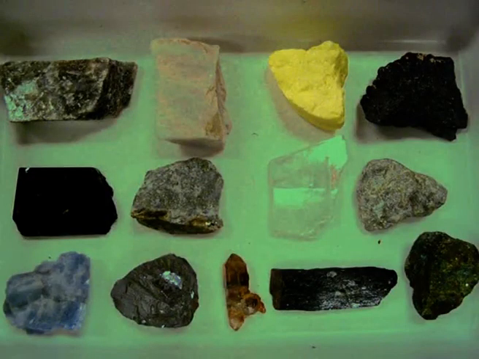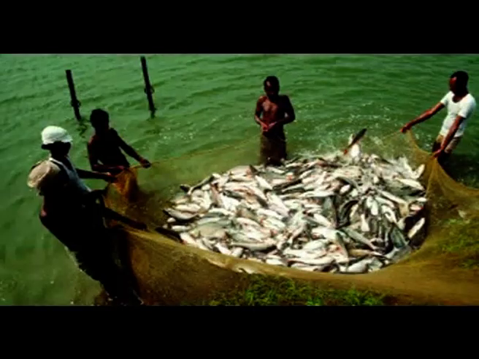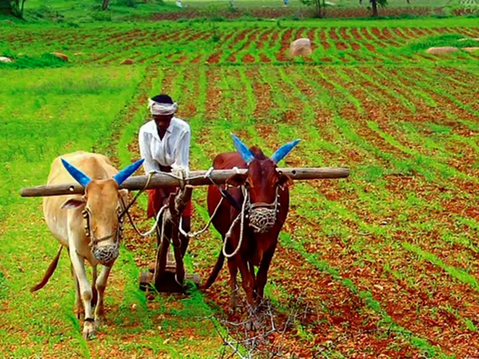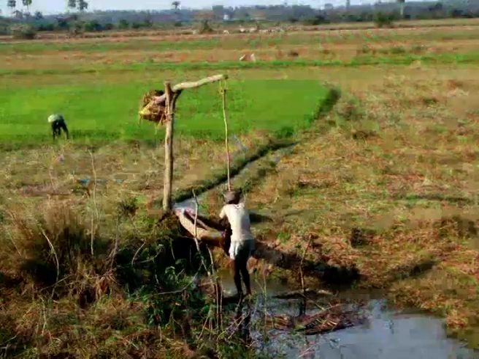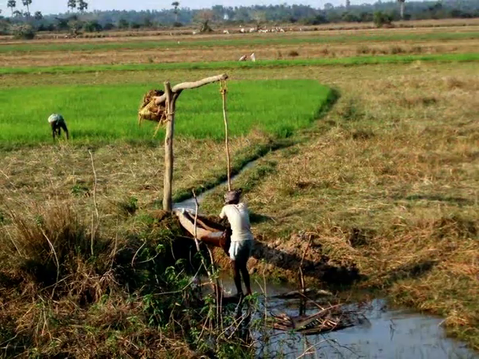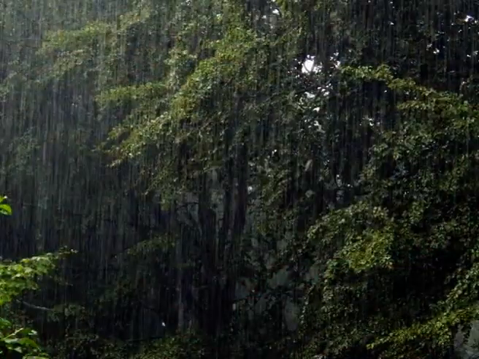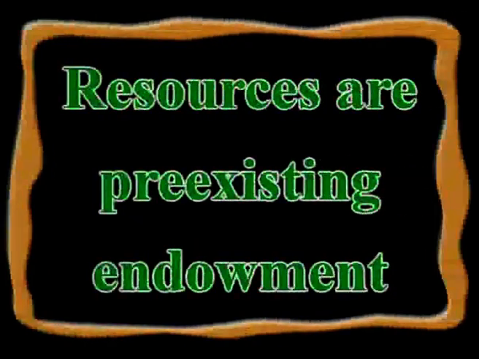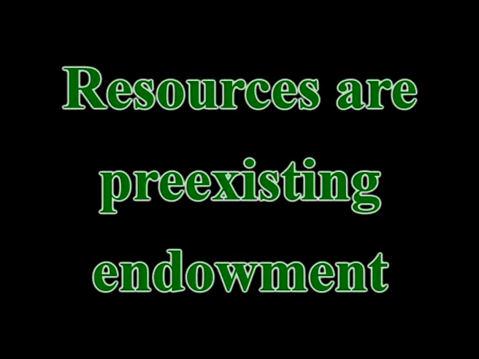Natural resources are commonly thought to include minerals, forests, fisheries, land with potential for agriculture, rivers and streams with irrigation or hydroelectric power potential, rainfall and air. Now, resources are a pre-existing endowment. Natural resources have been considered by many to be a free existing endowment that is available for human exploitation.